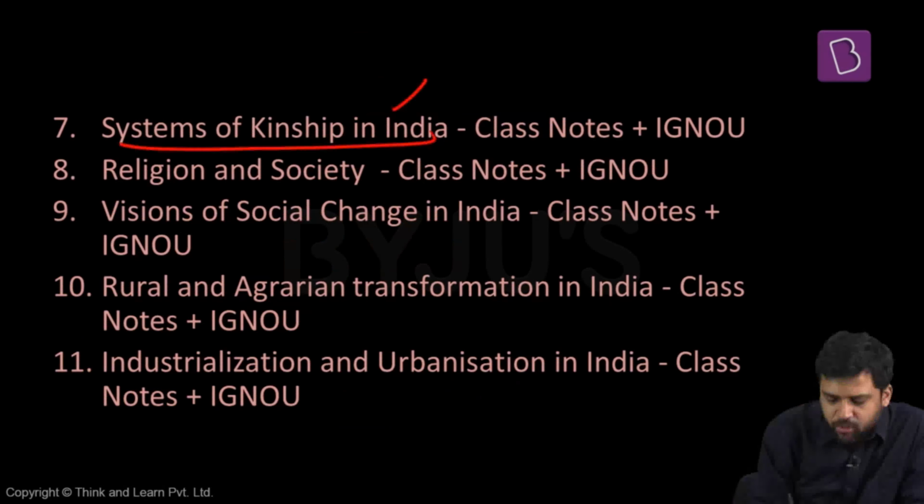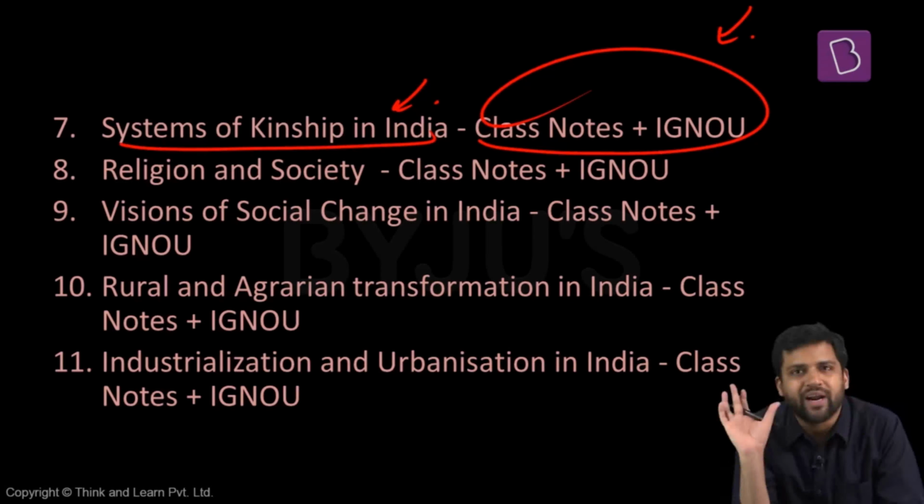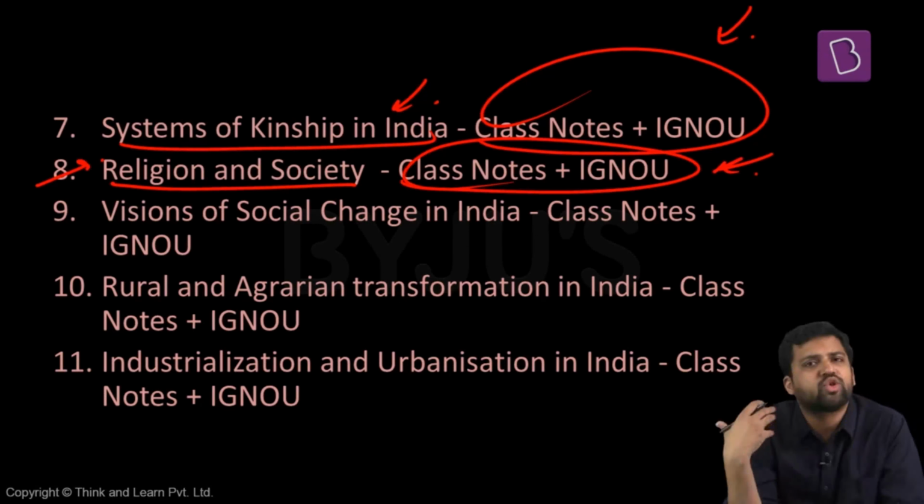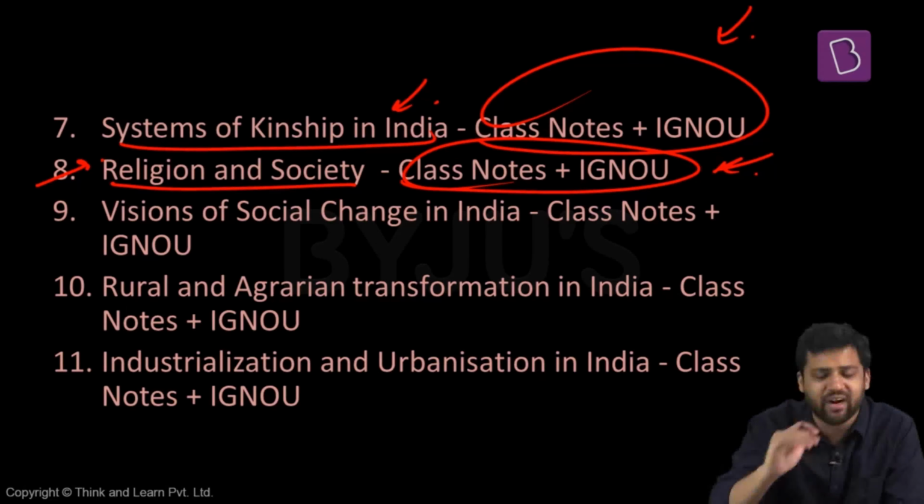The next chapter, system of kinship in India. Again, the same resources hold true. Class notes and IGNOU. Religion and society. Class notes and IGNOU. Now, when it comes to religion and society, current events, contemporary issues also become very significant. So again, some newspaper readings, some magazine articles will also be provided.